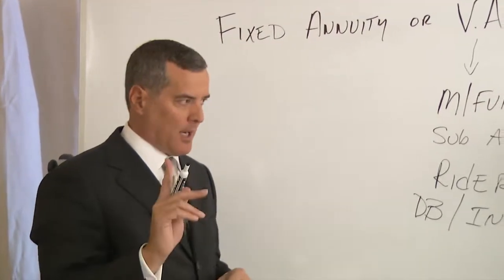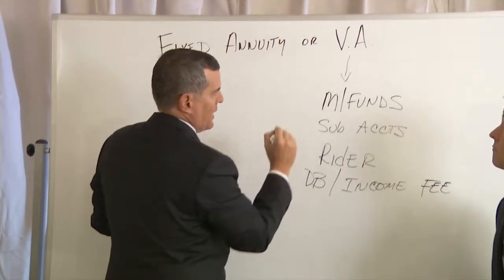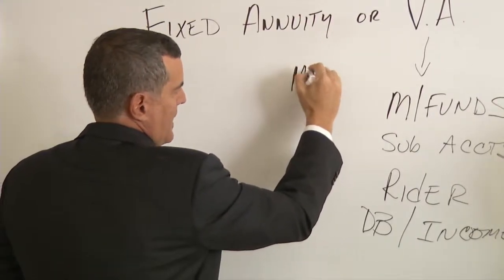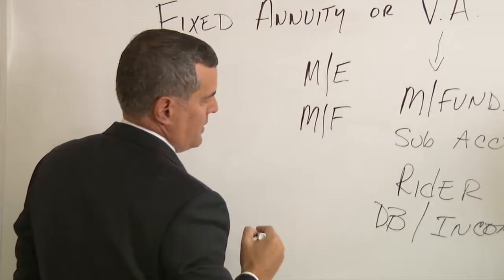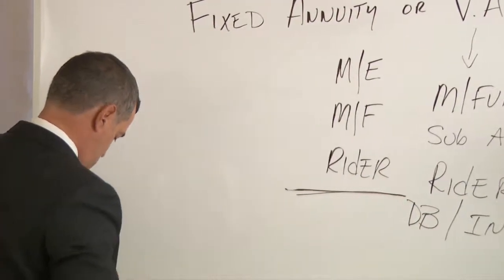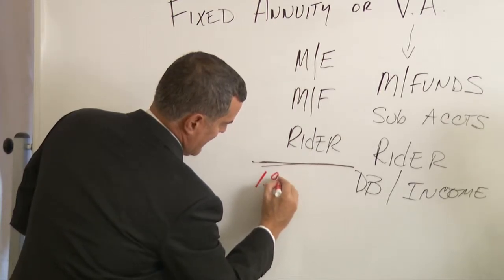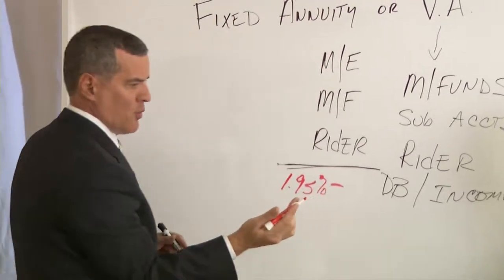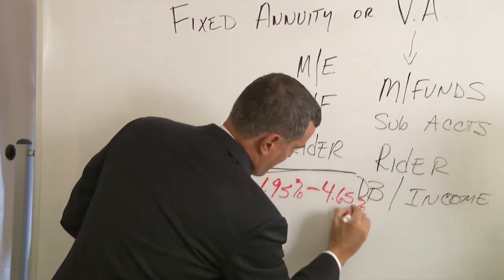Now, typically what we have found in the industry, and hear this loud and clear, folks, is that most variable annuities will have a mortality and expense ratio. They also have mutual fund expenses. Then they have their rider expense on top of that. And what we've seen is this can be anywhere from about 1.95% on the low end, upwards to one of our clients, what was it? Was it 4.65%? 4.65% per year.